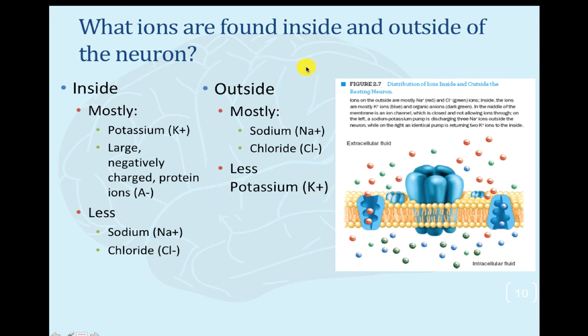Outside the neuron, it's mainly composed of sodium and chloride and a smaller amount of potassium. And so we can see here in this picture, the sodium ions are depicted in red, and the chloride ions, I believe, are depicted in green. And then the potassium ions are depicted here in blue. So you can see that there's a greater concentration of sodium and chloride on the outside and a greater concentration of potassium on the inside.